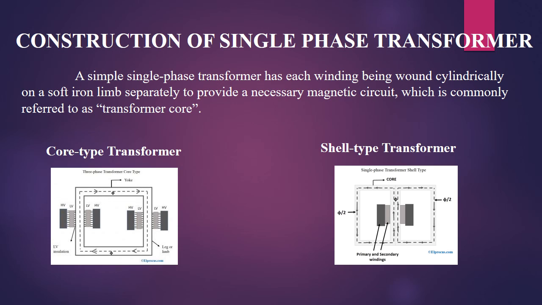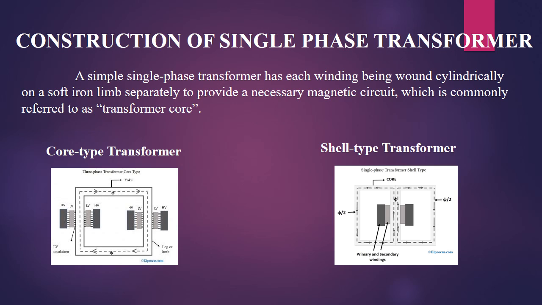Core type transformer. In this type of construction, only half of the windings are wound cylindrically around each leg of the transformer to enhance the magnetic coupling. This type of construction ensures magnetic lines of force flow across both the windings simultaneously. The main disadvantage of the core type transformer is leakage flux, which occurs due to the flow of a small proportion of magnetic lines of force outside the core.